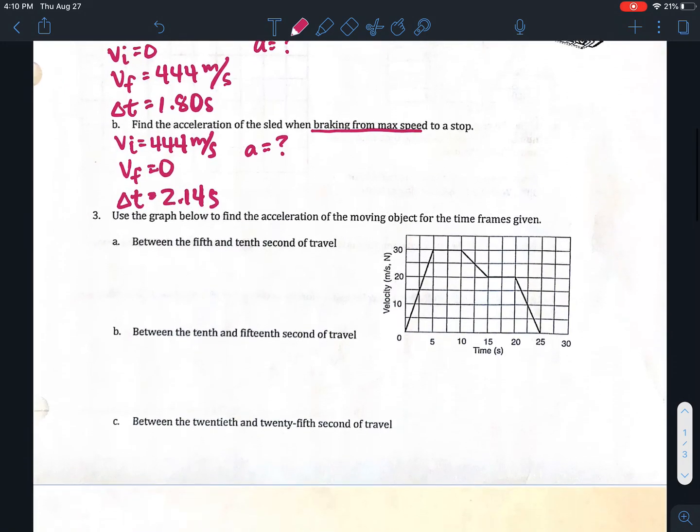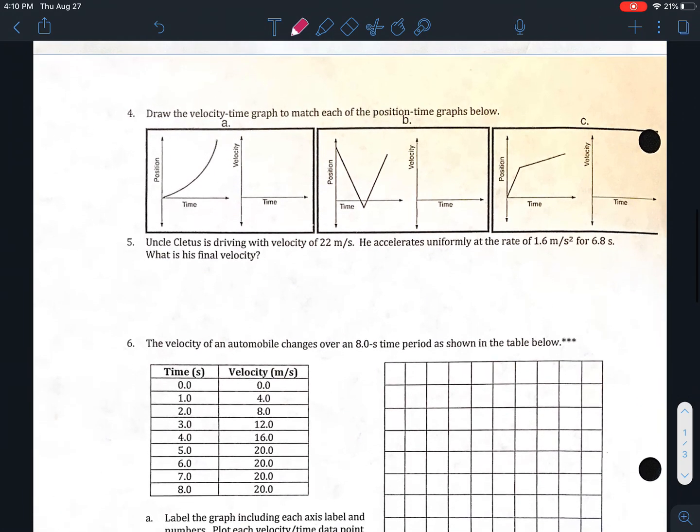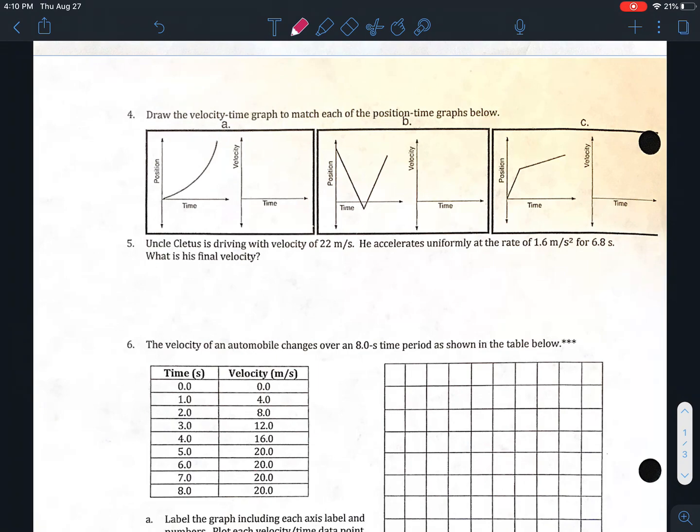And then the other one I want to look at is this one on the back, because it tends to throw people a little bit, number 4. So it says to draw the velocity time graph to match each of the position time graphs below. So basically what they did is they gave you a position graph, and you need to draw the corresponding velocity graph, okay?